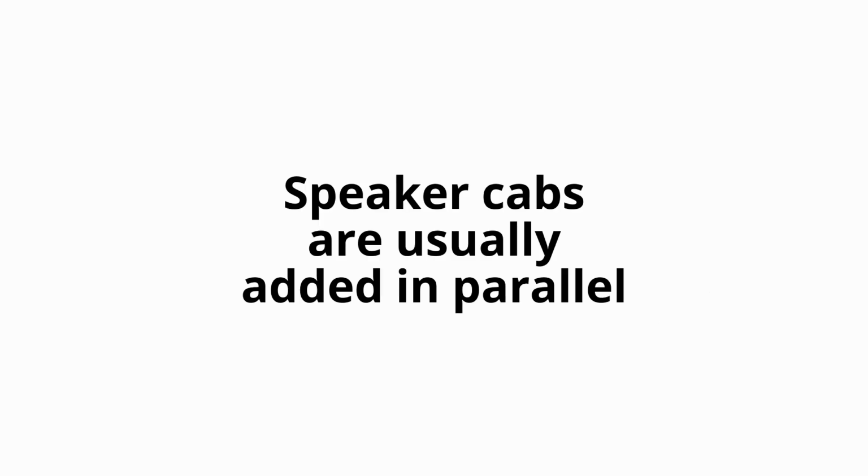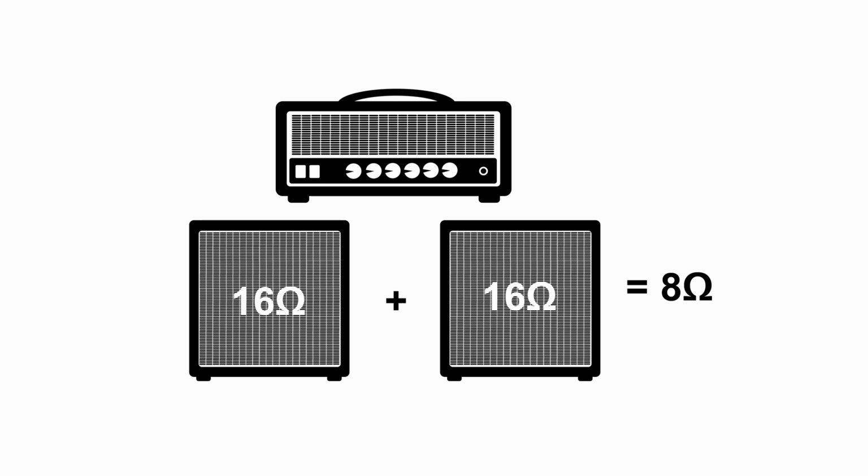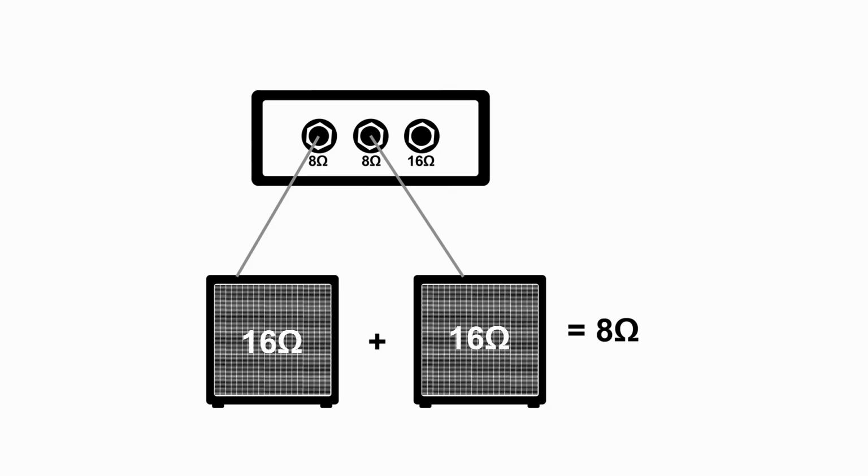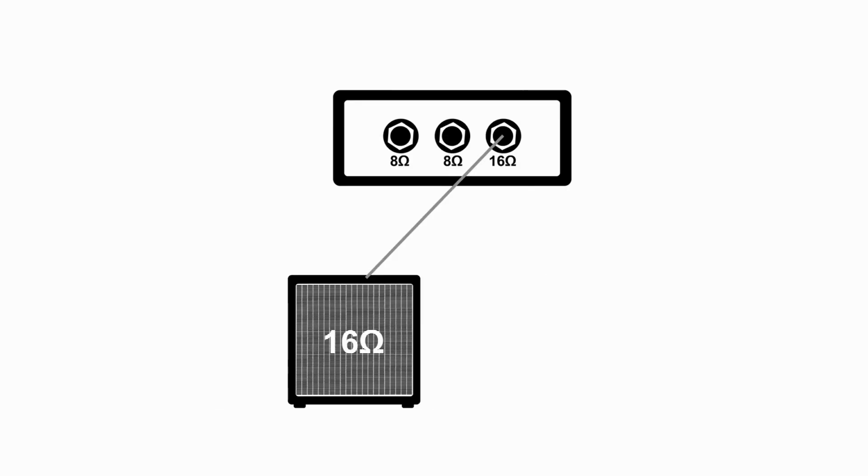Adding speaker cabinets to an amplifier usually happens in parallel. Let's say you have 2 cabinets both rated at 16 ohms. Their total load will equal 8 ohms, and you would want to connect them to your amp accordingly. If you have 1 cabinet rated at 16 ohms, you would of course connect it like this.